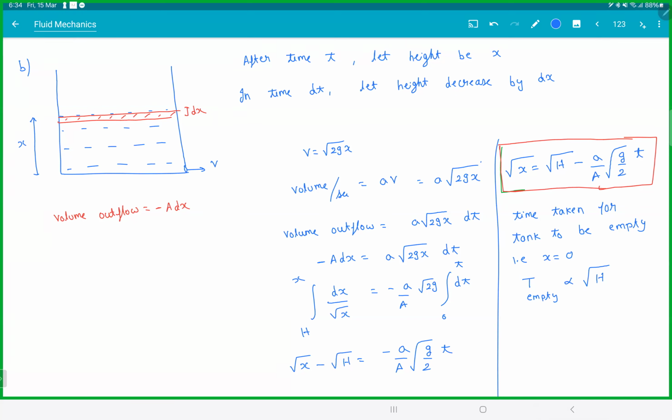Clear with this equation? Can you do the third part? Find the ratio of time to empty the first half and the second half. If you want to go from h to h by 2 and h by 2 to 0, find the ratio of the time. There, you need to know this formula to do that.